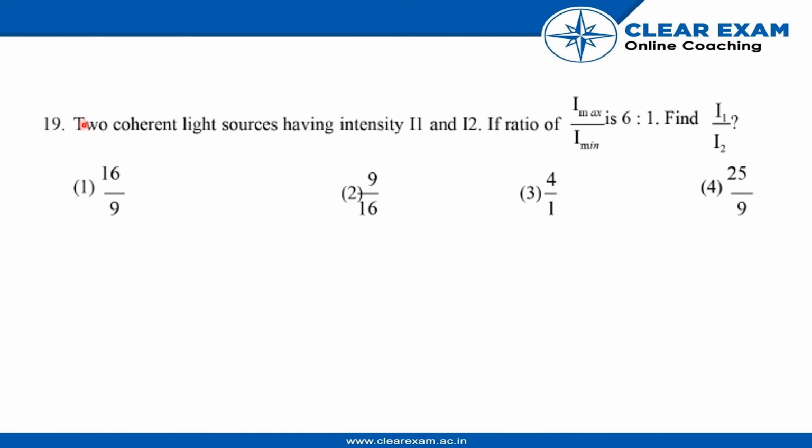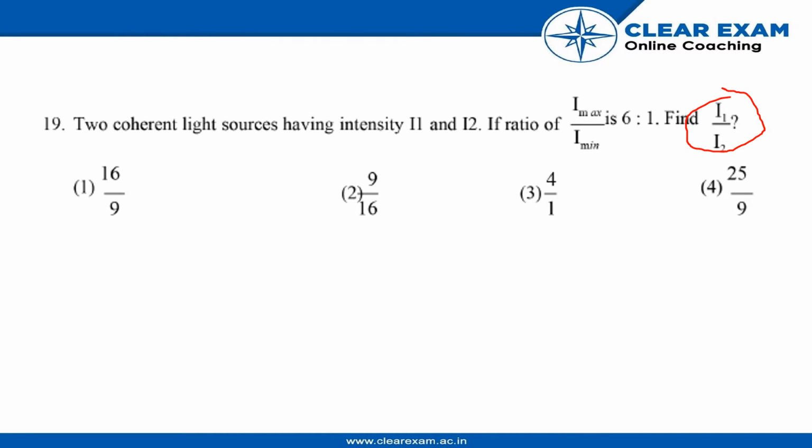So our given question is: two coherent light sources having intensity I1 and I2. If the ratio of Imax upon Imin is 6:1, then we need to find I1 upon I2.